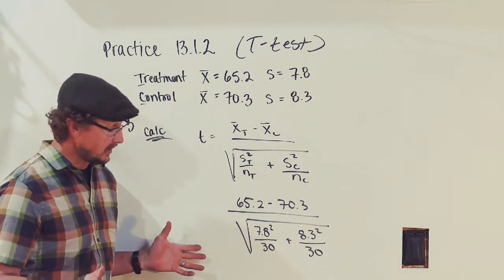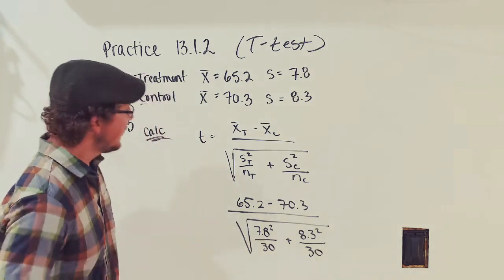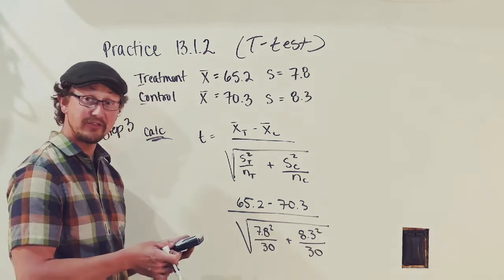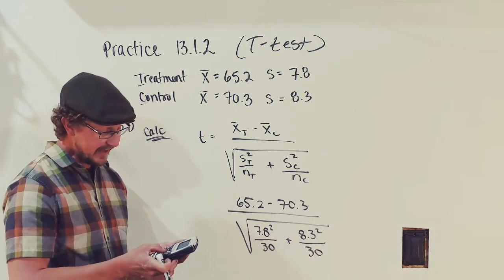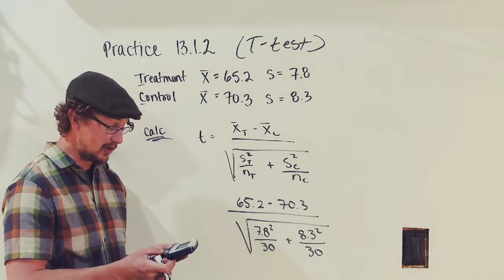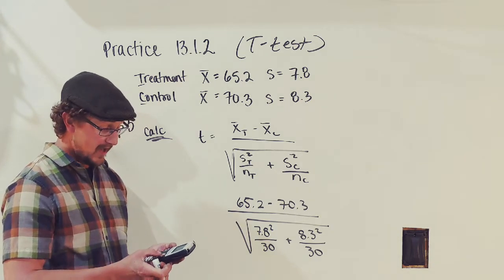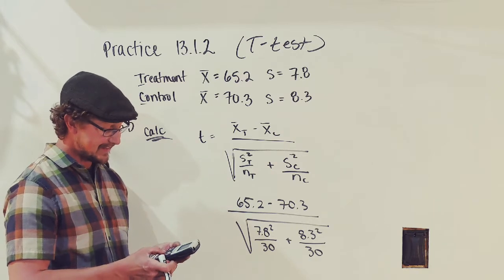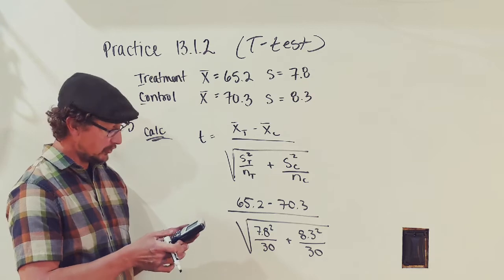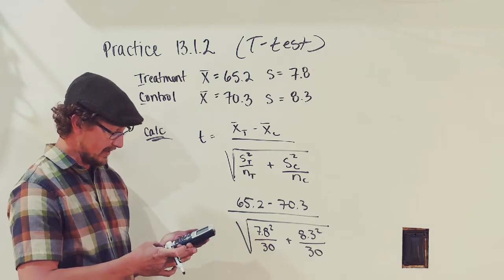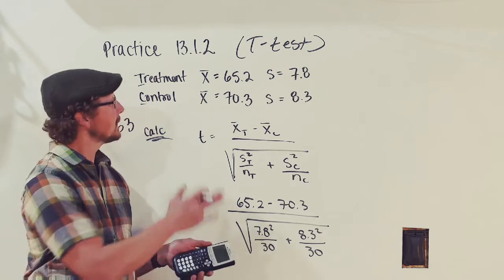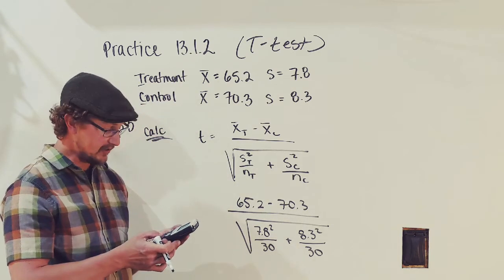At this point, I'm going to my calculator, and I'm going to drop these values in where it says stats. So I'm going to stat, over to test. I'm doing a 2-sample t-test. That's function number 4. I'm going to stats, selecting that one. I'm going to drop in my 65.2 and 7.8, as well as my sample size of 30 for my first population here.